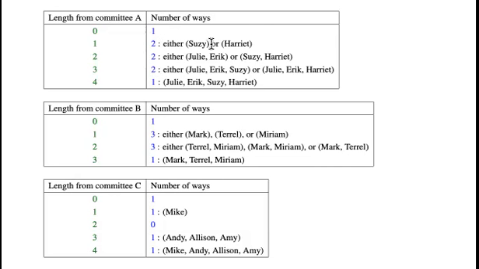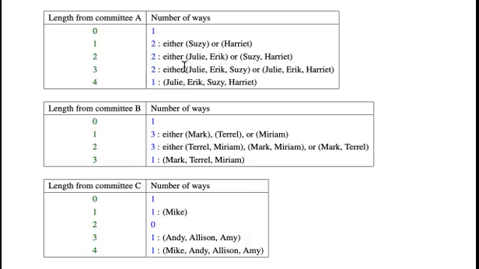What about how many different ways there are of pulling one person? There's 2, either Susie or Harriet, because Julie and Eric have to come together. So right here we have 2 ways of pulling 2 people, because we can do Julie and Eric as a chunk or Susie and Harriet as a chunk. There are 2 ways of choosing 3 people, right here or here, because Julie and Eric have to come together. And for 4, there's just one way, everyone. And we similarly do that for each one of these committees.